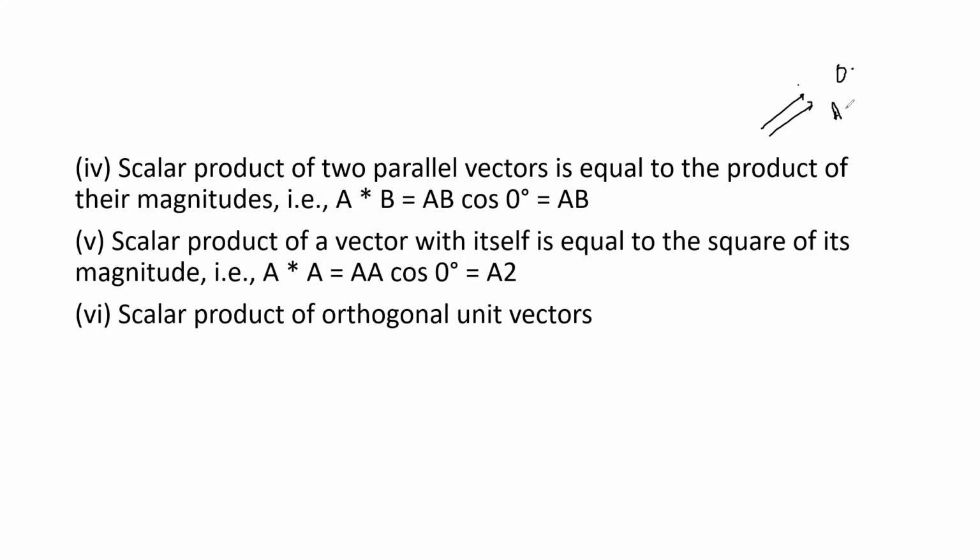Therefore, it can be written as A dot B is equal to what? It is AB cos 0. A dot B is equal to AB cos 0. So, the cos 0 value is 1. Therefore, it becomes AB.